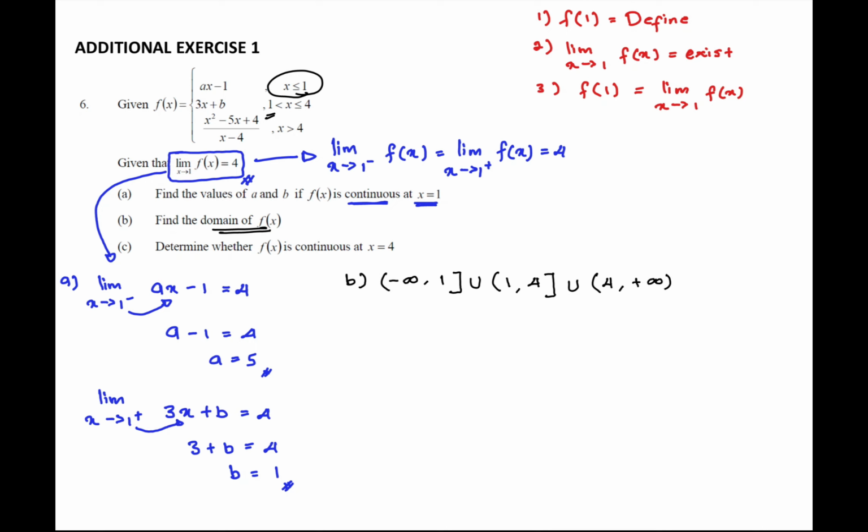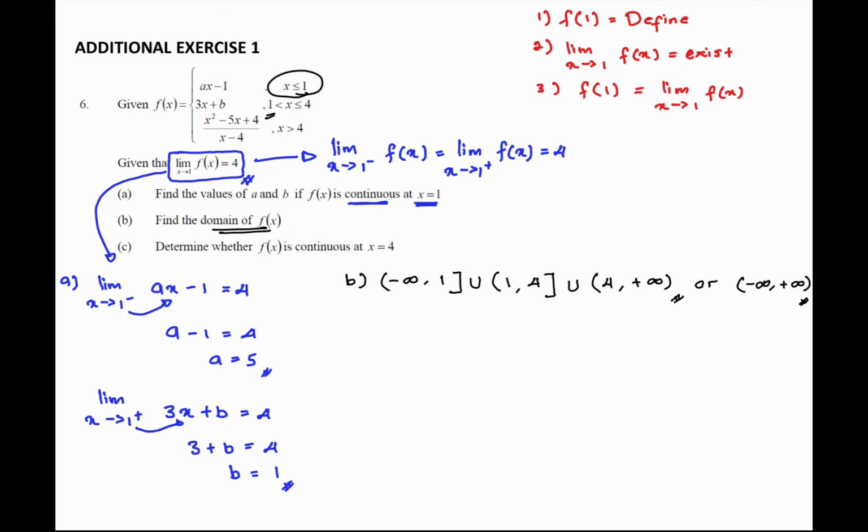If we can see that all the values are included, writing it something like this is also correct, or we can write it in the form of negative infinity until positive infinity. You can choose either one. Okay, that is for question B.